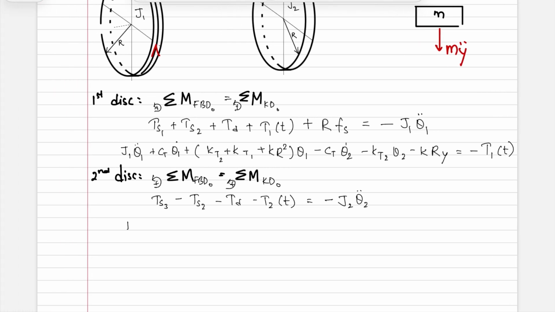and again substituting the values and then rearranging the terms, I get j2 theta 2 double dot plus ct theta 2 dot plus, you get kt3 kt2 theta 2 minus ct theta 1 dot minus kt2 theta 1 is equal to tau 2 of t.